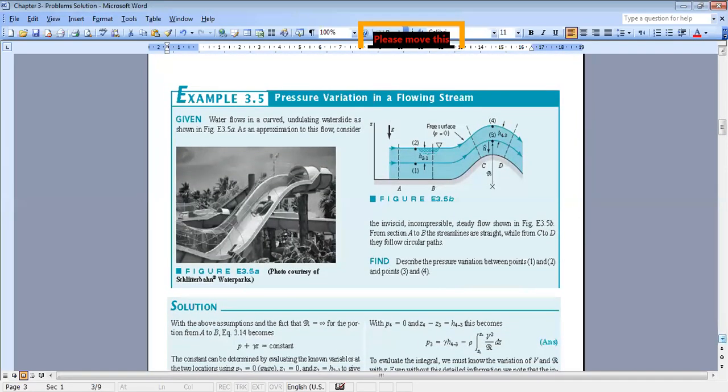In this problem, we have to determine the pressure variation in a flowing stream. Okay? So water flows in a curved path as shown in the figure, and we can approximate the fluid as being inviscid, incompressible, and steady flow. And we want to compare pressure between points 1 and 2 and between points 3 and 4. So here we have to do a comparison. It's a qualitative analysis. We don't need to find numbers because they didn't give us any numbers in the problem.